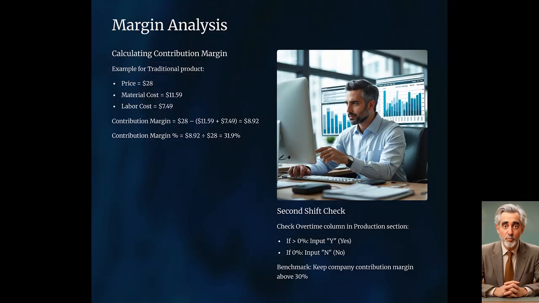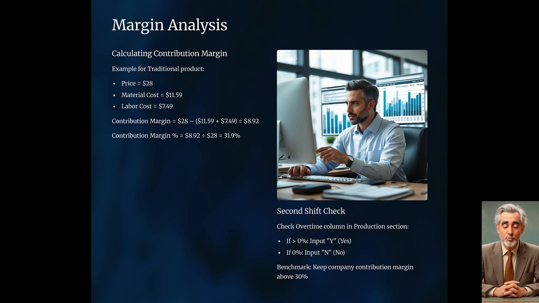Part 5. Margin analysis. Now, let's evaluate how profitable our products are. We need price, material cost, and labor cost. Let's use the traditional product again. Assume price equals $28, material cost equals $11.59, labor cost equals $7.49.